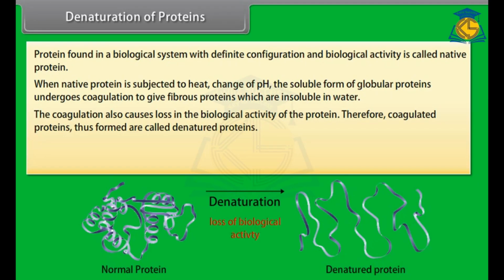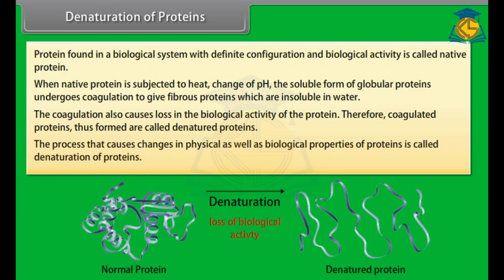Therefore, the coagulated proteins thus formed are called denatured proteins. The process that causes changes in physical as well as biological properties of proteins is called denaturation of proteins. For example, coagulation of egg on boiling and curdling of milk.